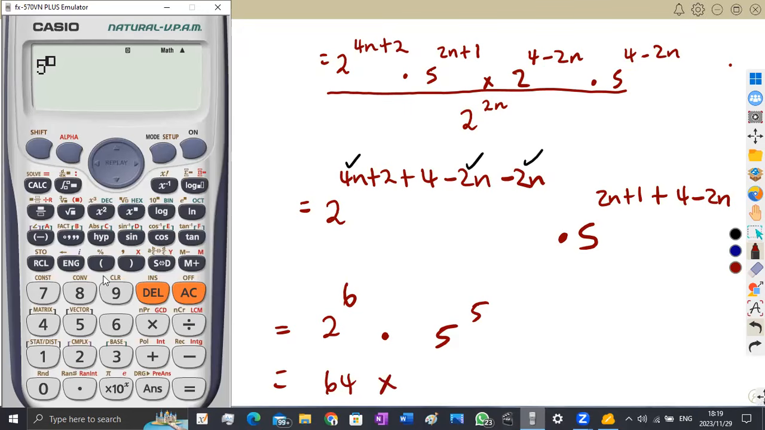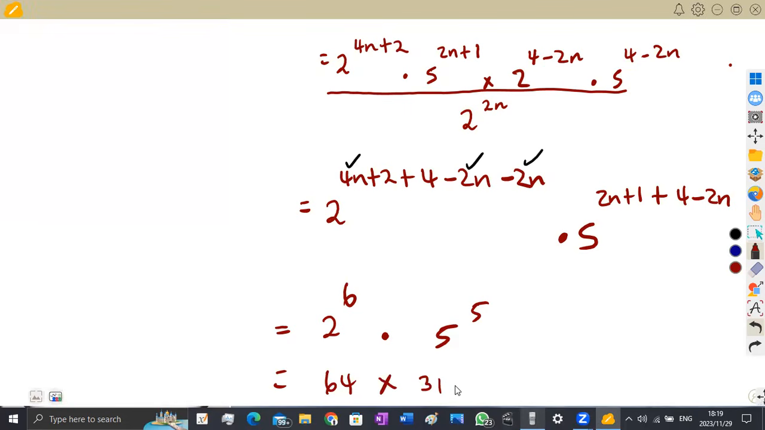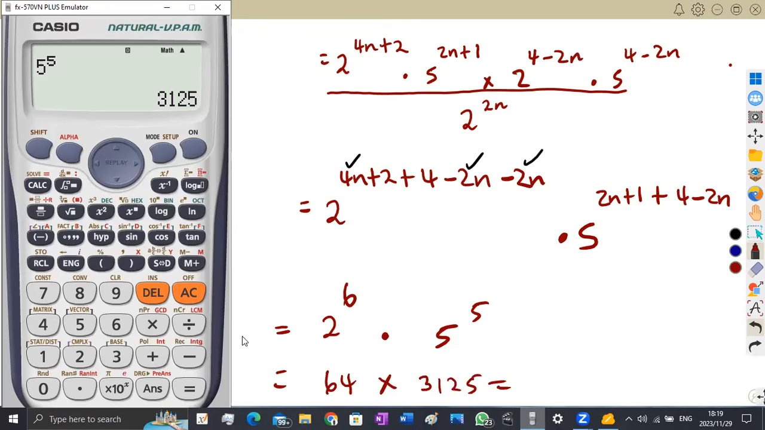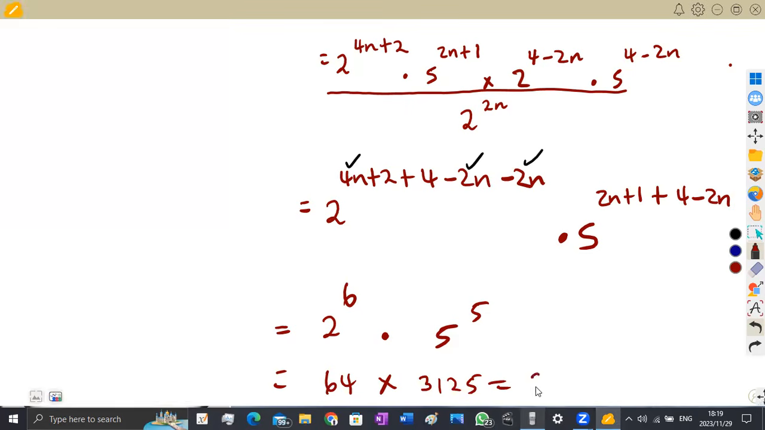So that's 5 to the exponent of 5, which is 3,125. So you're going to just combine this whole thing here times the 64 that we got previously. This will give us 200,000. There are 5 zeros there. So it means we've got 200,000 at the end. So this is 200,000, or you can just write it as 2 times 10 to the exponent of 5.